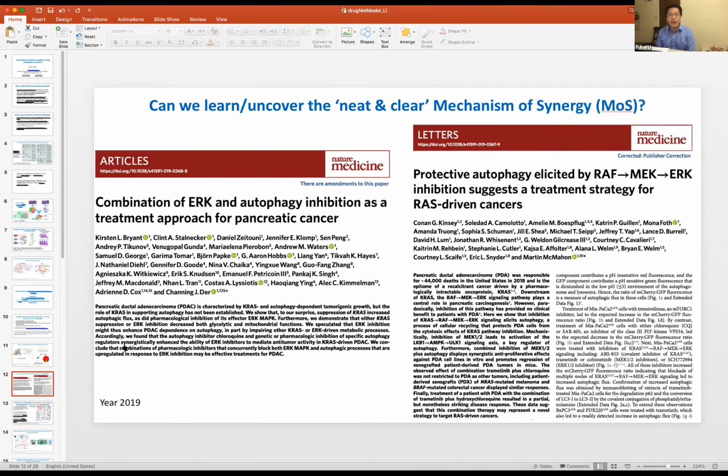The second question: can we learn the mechanism of synergy? These are two papers from 2019, very nice papers because they are very neat and clean. Basically, they want to see why drugs inhibiting RAS pathways don't work for many cancers. RAS is one of the most important genetic mutations or dysfunctional biomarkers in many cancers. At the same time, we have drugs, compounds, and investigational agents that can inhibit the RAS signaling pathway.